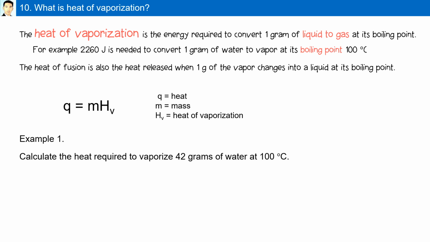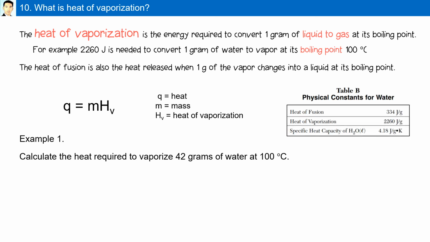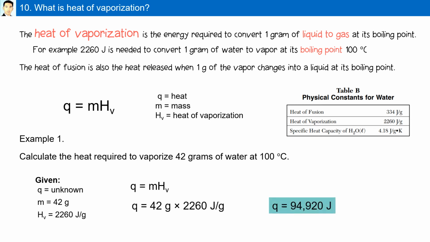Example 1. Calculate the heat required to vaporize 42 grams of water at 100 degrees Celsius. Using reference table B for the heat of vaporization of water, 2,260 joules per gram. We have the given, we plug in our formula, Q is equal to mHv, and the heat required is 94,920 joules. When we see the term vaporize, we know right away we must use the heat of vaporization formula.